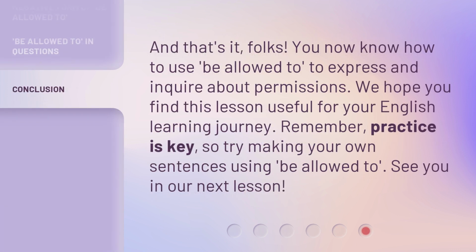And that's it, folks. You now know how to use be allowed to express and inquire about permissions. We hope you find this lesson useful for your English learning journey. Remember, practice is key. So try making your own sentences using be allowed to.